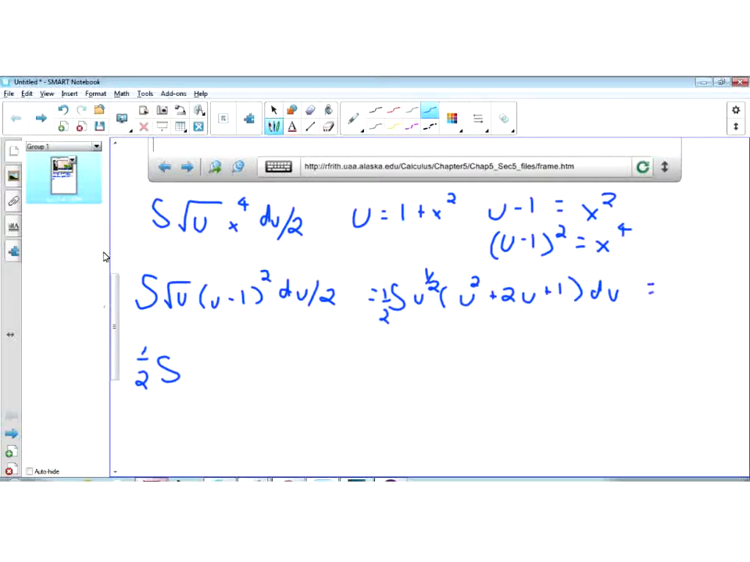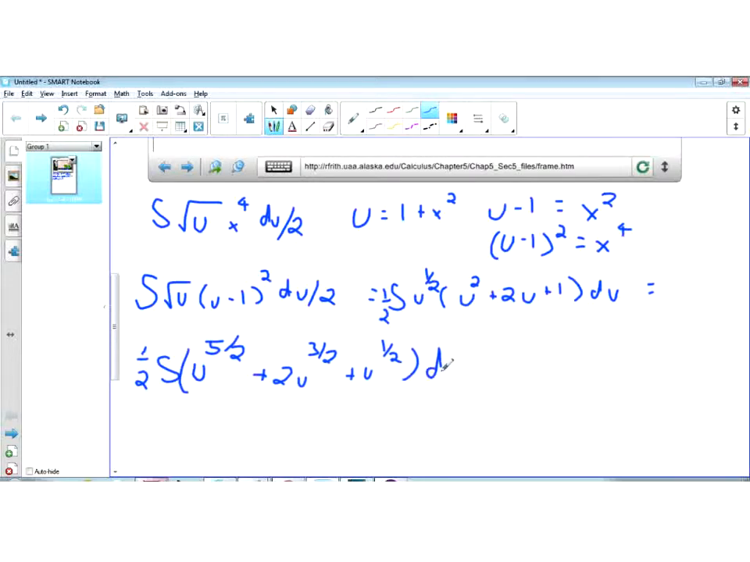So this is equal to 1/2 times u to the 3 halves. I'm sorry, 5 halves, right? 1/2 plus 2 is 5 halves. So the u to the 5 halves plus 2u to the 3 halves plus u to the 1/2.